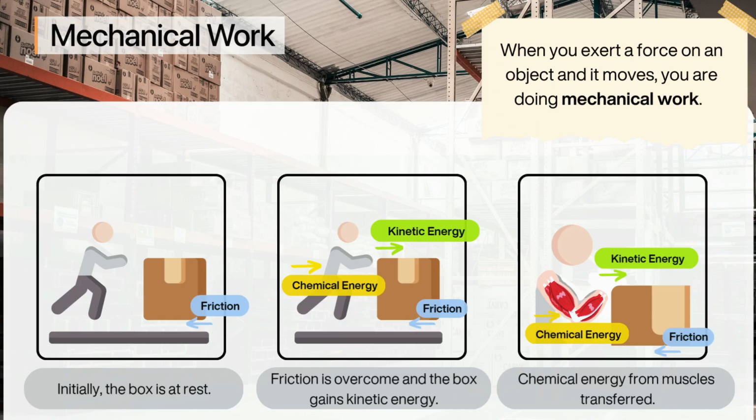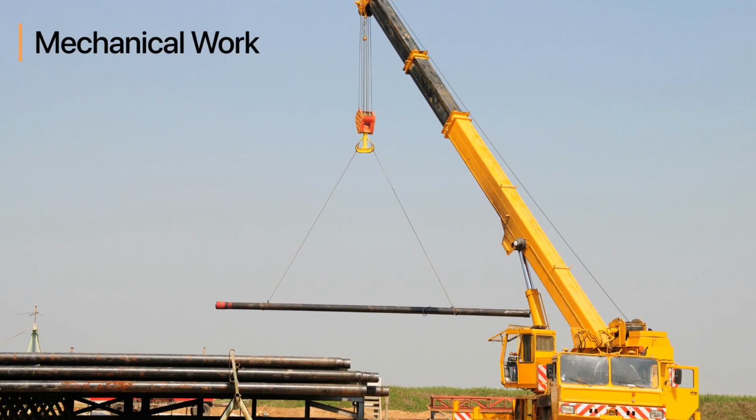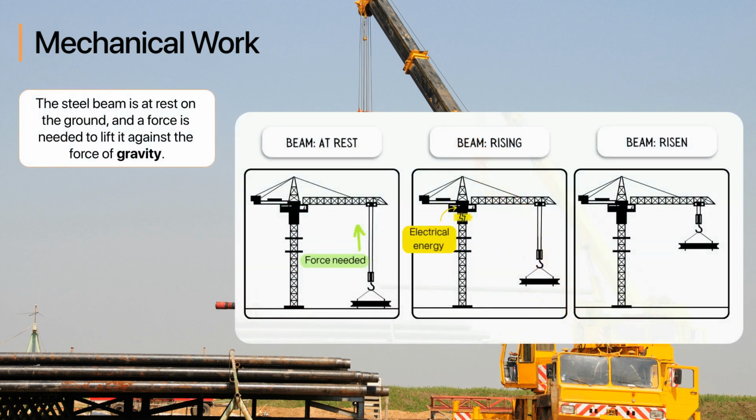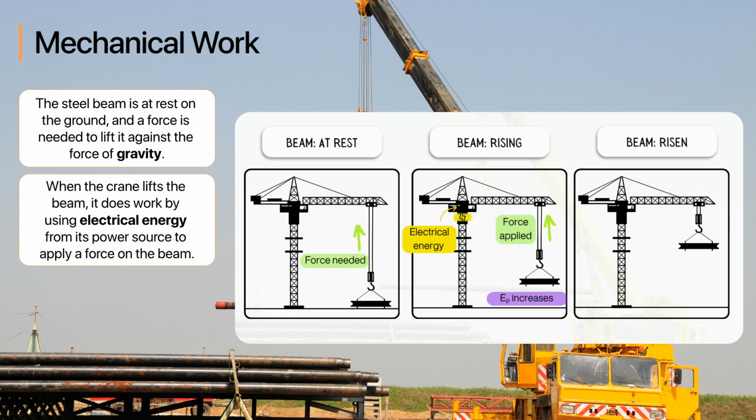mechanical work. To further illustrate this, let's consider the example of a crane lifting a heavy object. Initially, the steel beam is at rest on the ground, and a force is needed to lift it against the force of gravity. When the crane lifts the beam, it does work by using electrical energy from its power source to apply a force on the beam.